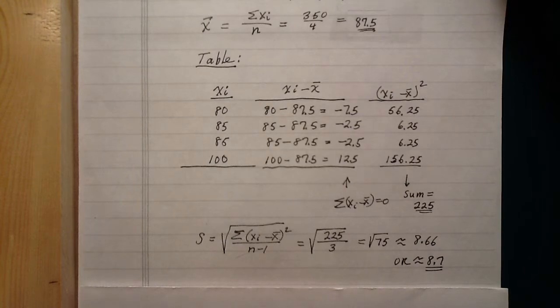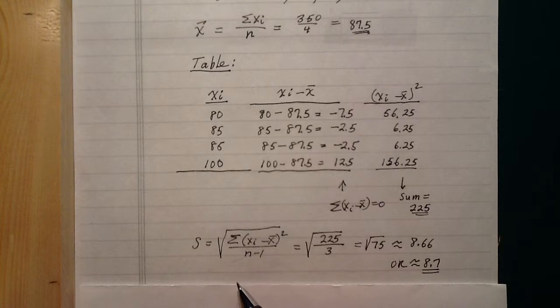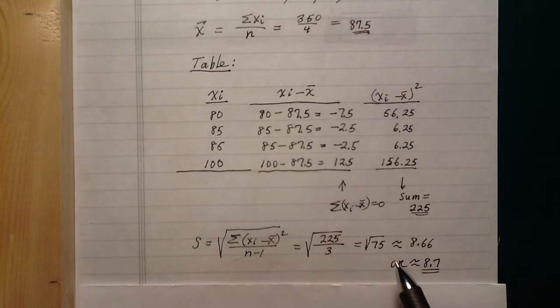Let's get back to our formula and finish off this example. So our formula says to take the square root of the sum of the square deviations divided by n minus 1. Now from our table we had 225 for the sum of the square deviations, and we're dividing by 3 and the square root. Now this is about 8.66, or we might round it off to 8.7. So 8.7 is the standard deviation for the sample set of data that we have.